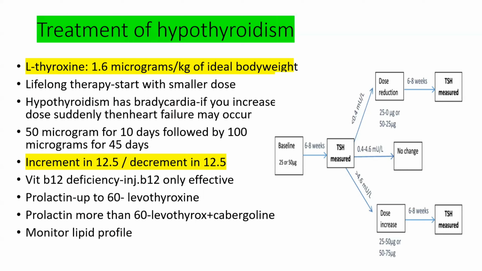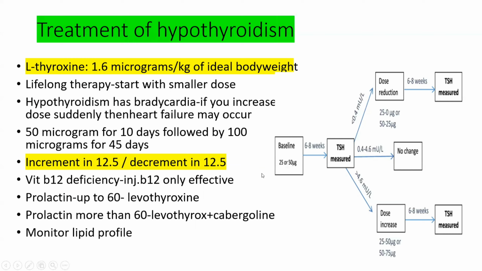Usually associated symptoms include vitamin B12 deficiency. Injection vitamin B12 is the only effective treatment. And for prolactin, if it is high up to 60, we have to give levothyroxine. If it is more than 60, we have to give levothyroxine and cabergoline, and monitor the lipid profile.